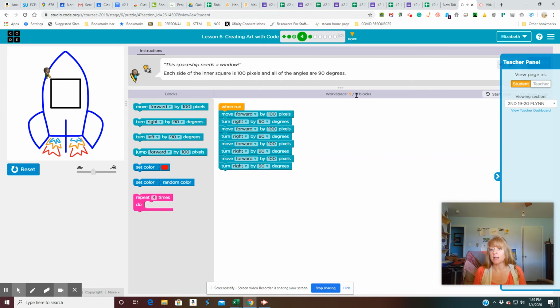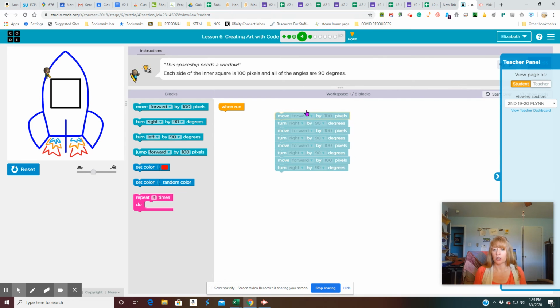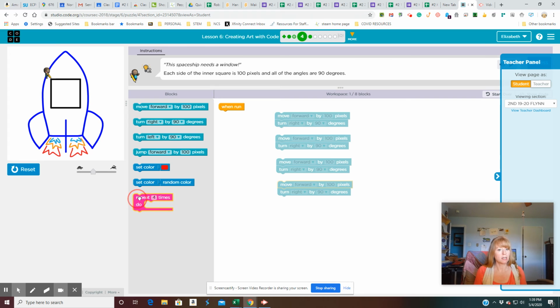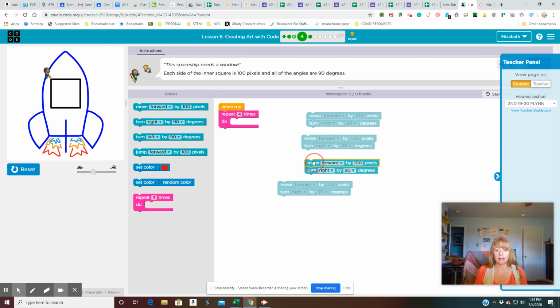However, we used 9 blocks out of the 8 blocks that were suggested. One way you can shorten your code is by looking for patterns. The pattern in this code is 2 blocks. The blocks are move forward, turn right, and they repeat 1, 2, 3, 4 times. We can use our repeat block to rewrite this code. Put the repeating part inside of the repeat block. So we're going to do move forward and turn right.